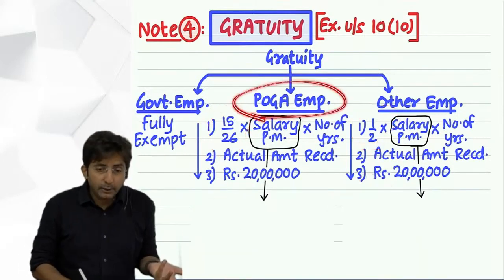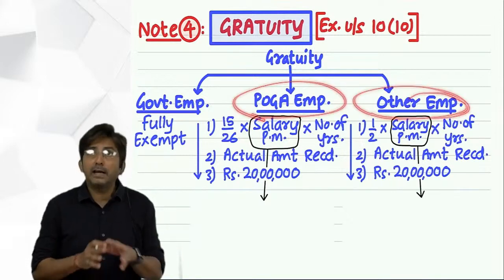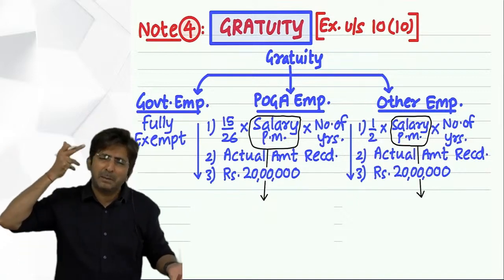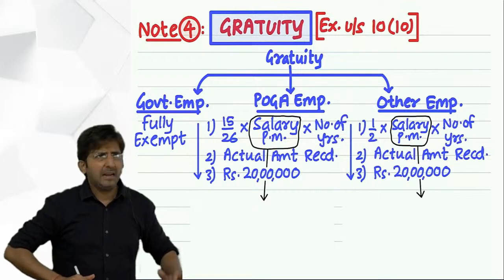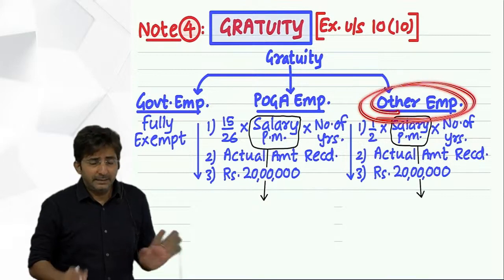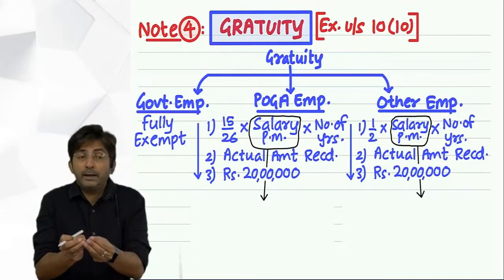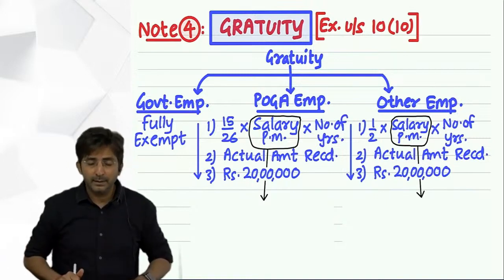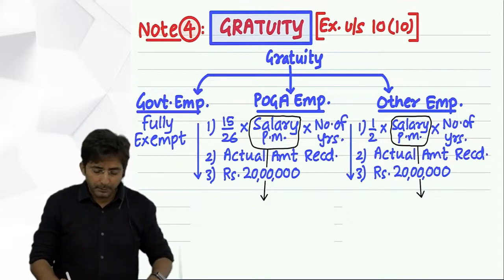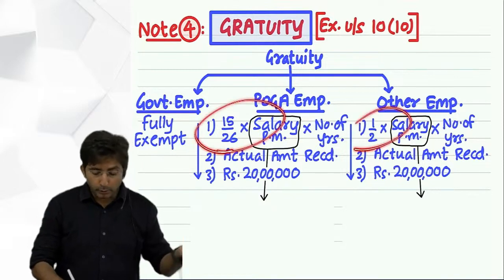Because here the thinking of the Payment of Gratuity Act is applicable. But these other employees do not have any godfather like the Payment of Gratuity Act. So for them, the Income Tax Act is applying its own brain: that like a POGA employee, if this employee also gets gratuity, they should get a reasonable amount of half of the salary for every year of their service. But they are not taking 26, they are taking 30 days only.